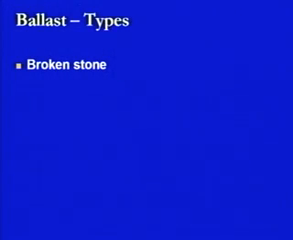Now, once we have the idea of the different functions as well as the requirements of the ballast cushions, we will be discussing the types of ballast which can be used. The first type of ballast which can be used is the broken stone.